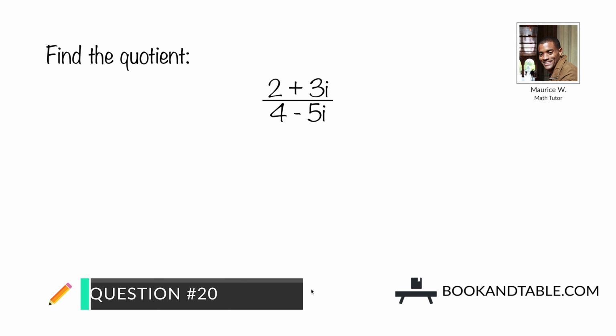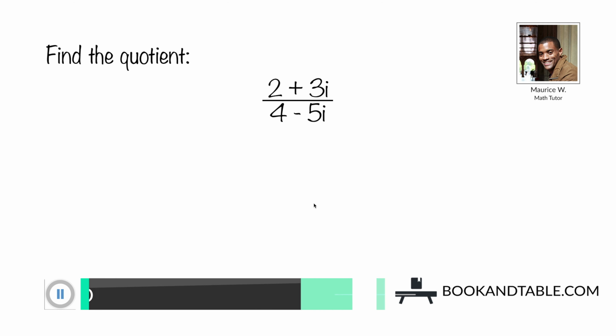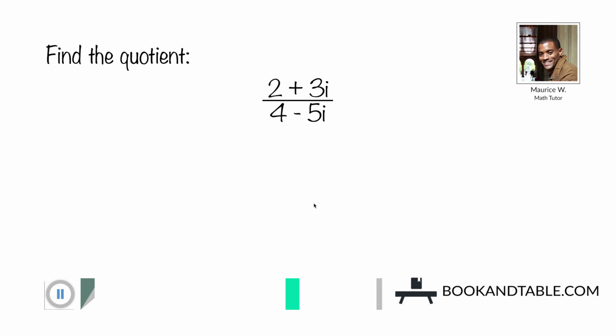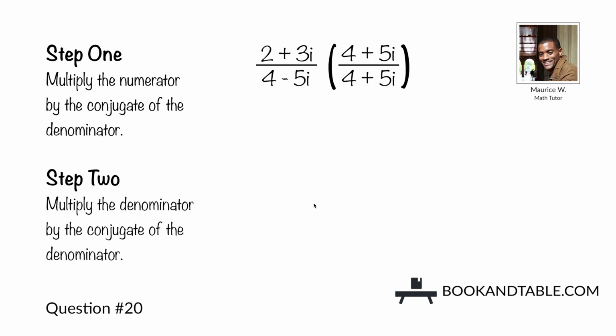Let's now have a look at question number 20. Find the quotient of 2 plus 3i divided by 4 minus 5i. Pause the video, answer this question, and then press play when you are ready to begin. Since our denominator is 4 minus 5i, we're going to multiply the numerator and denominator by the conjugate, which should be 4 plus 5i. When we do so, we get 2 times 4, which is equal to 8.